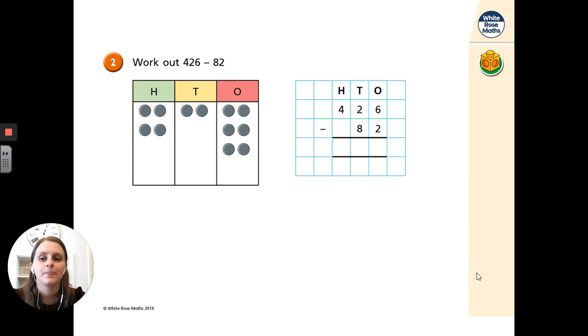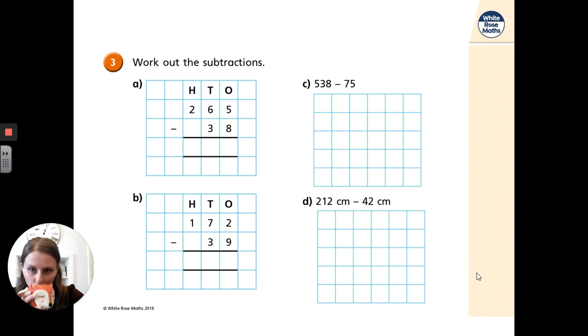Number 2. Work out 426 subtract 82. You've been given your number in a place value chart with some place value counters, and you've also been given it as a column subtraction. Remember, we start with our ones, so 6 take away 2, then we do 2 take away 8. Can we do that? Well, 2 is smaller than 8, so no, we can't. So we need to exchange.